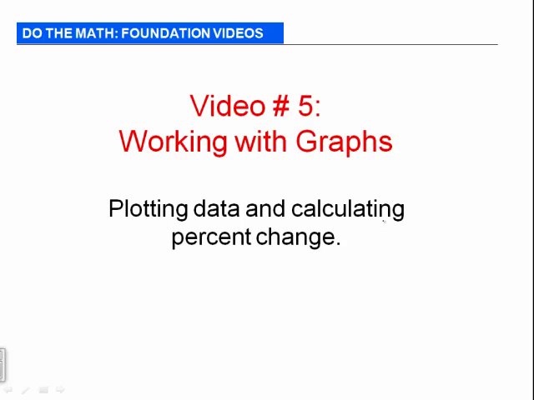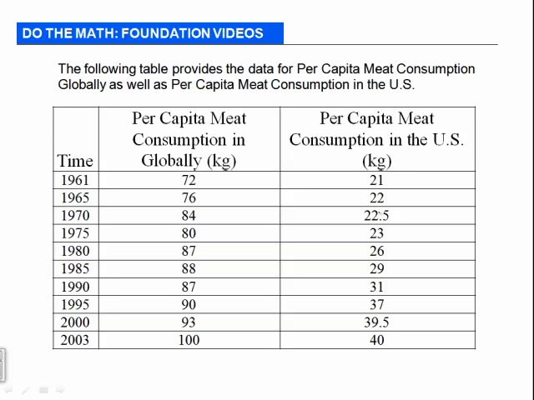In this video, we'll review the basics of working with percent change from a graphical display. The following table provides the data for per capita meat consumption globally, as well as per capita meat consumption in the United States. So if you look here, how much meat did each person eat in kilograms in each year, and then the globe, and then in the United States.